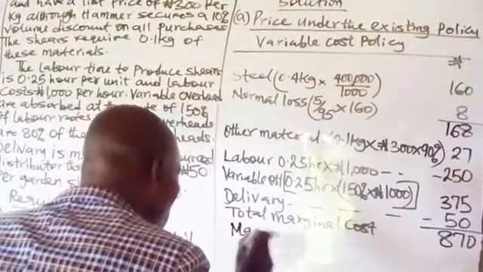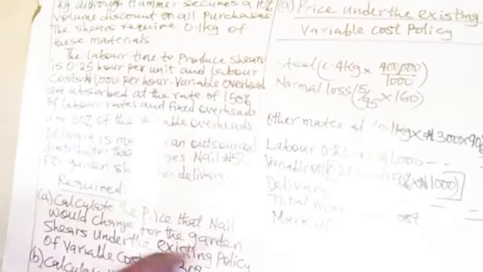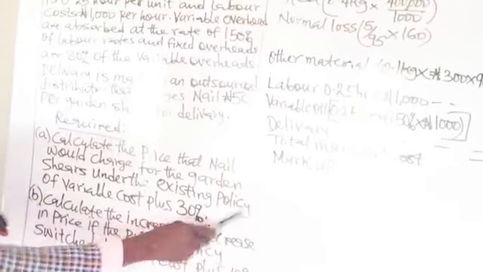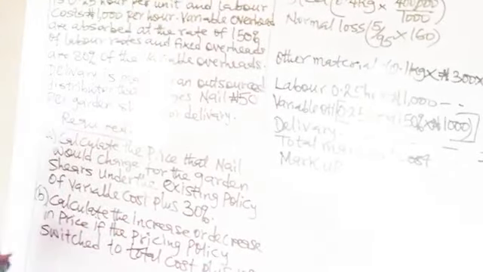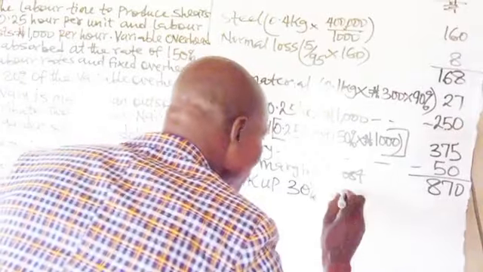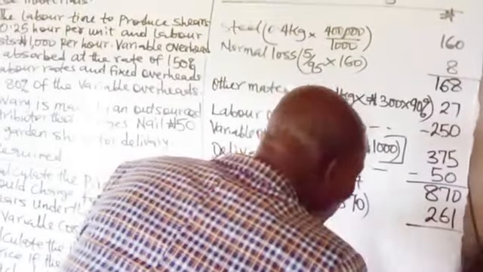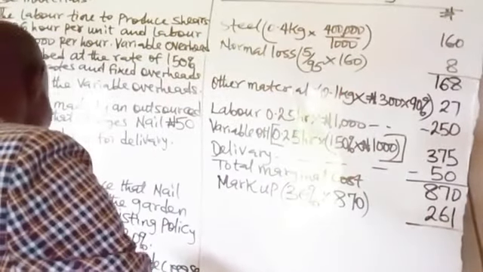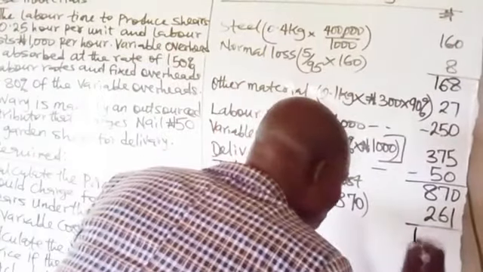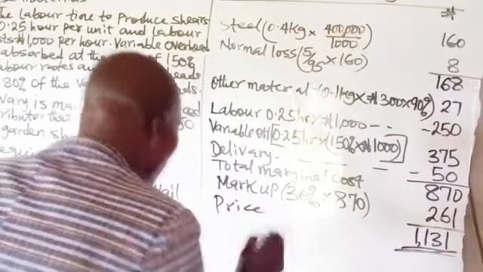Now, what is the markup? In requirement A, you were told to calculate the price that NAY will charge for the garden shares under the existing policy of variable cost plus 30%. So the markup is 30%. 30% of 870 gives us 261. If you add 261 to 870, we have 1,131. That is the price that will be charged.